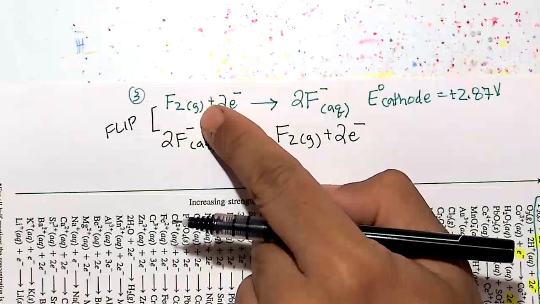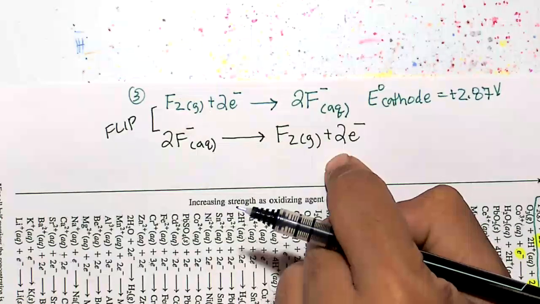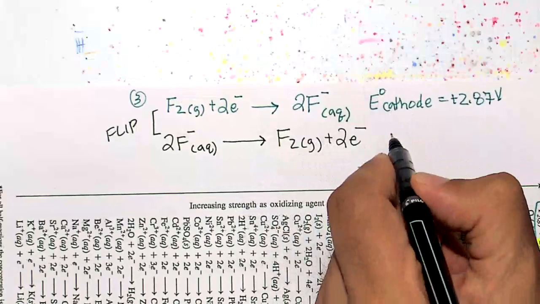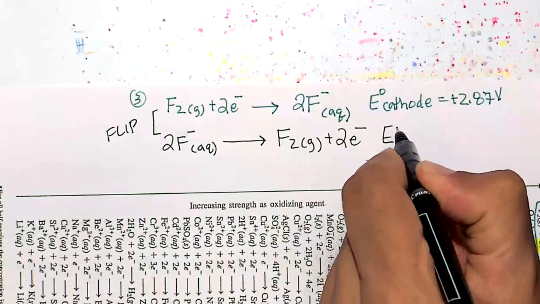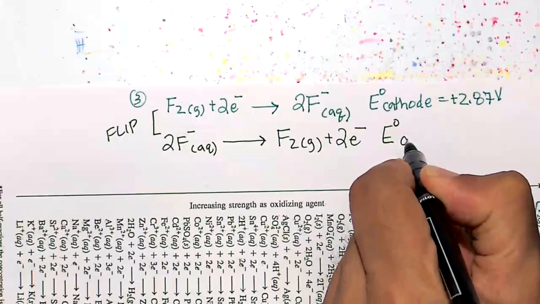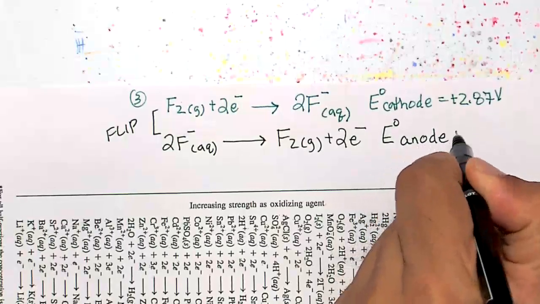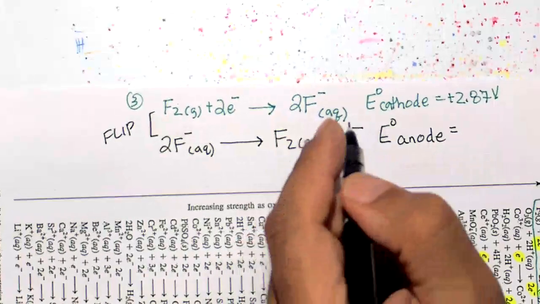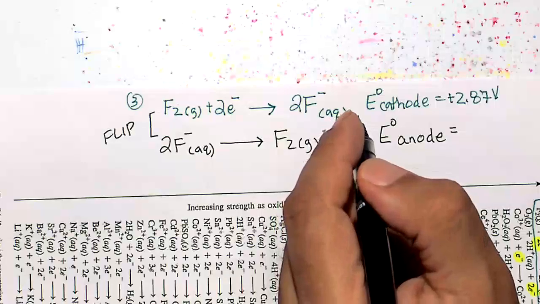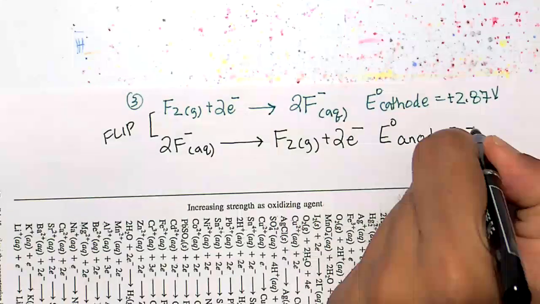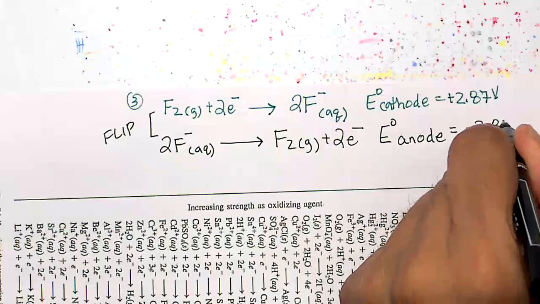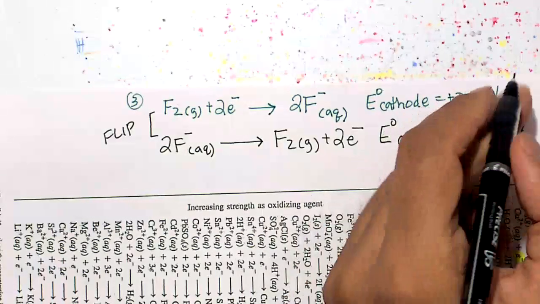Notice it has not gained 2 electrons, but what has happened to it? It has lost 2 electrons. So what is this now? Not the cathode, but the anode. Is this still going to be positive 2.87 volts? Okay, it's going to be negative 2.87 volts.